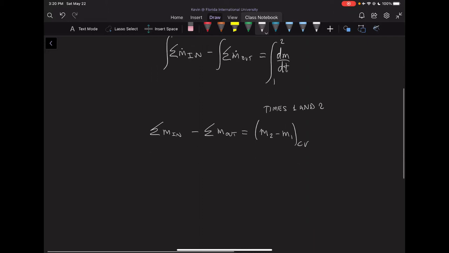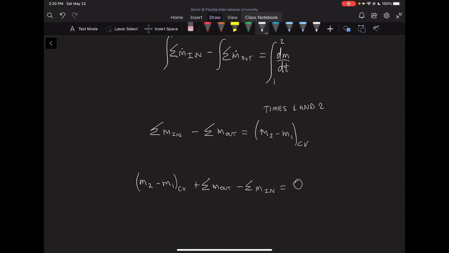We can also rearrange it to say that m2 minus m1 inside the control volume, the mass at time 2 minus the mass at time 1, plus the sum of the mass out minus the sum of the mass in, is equal to 0. This will become clear when we apply it to an example problem in this section.